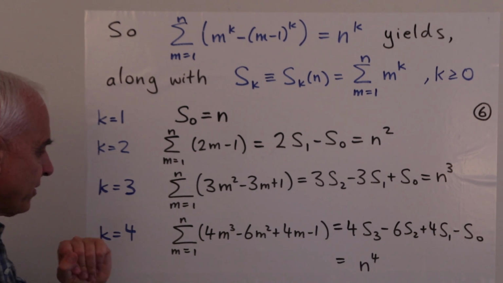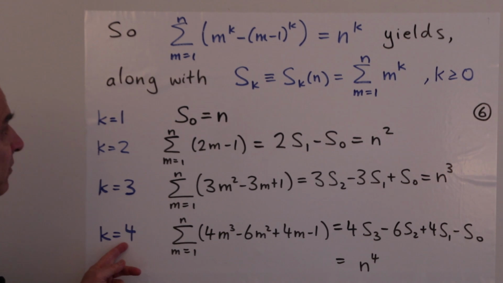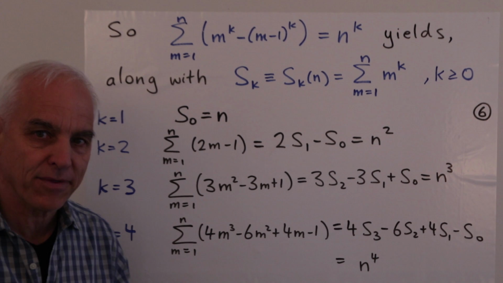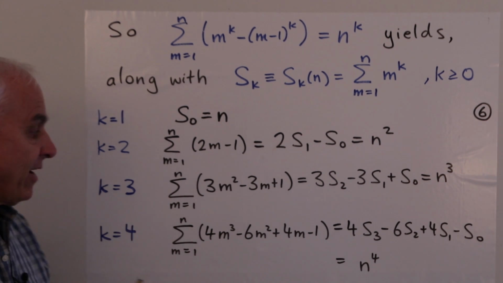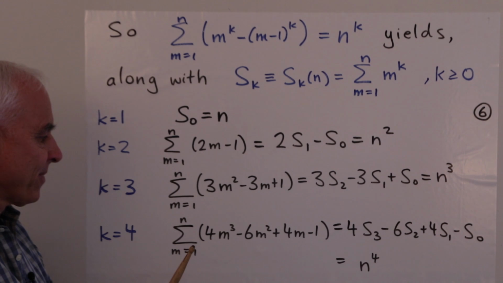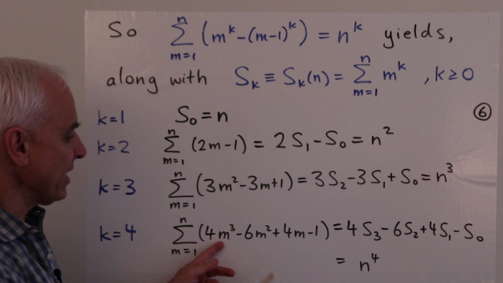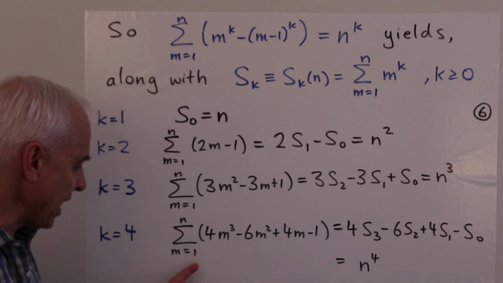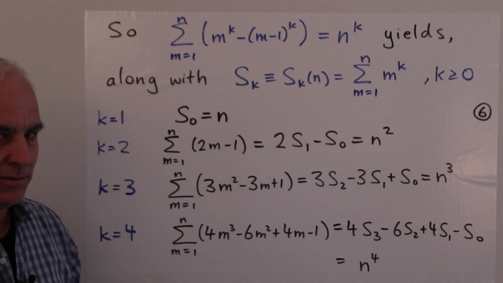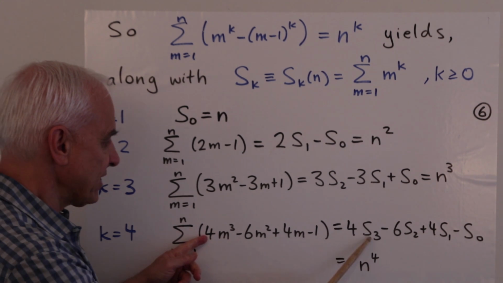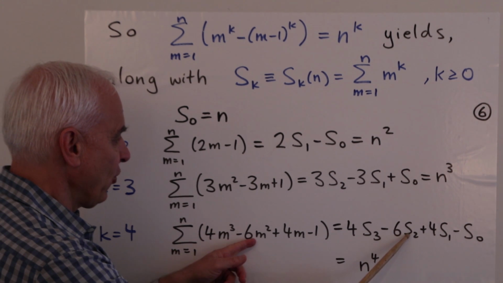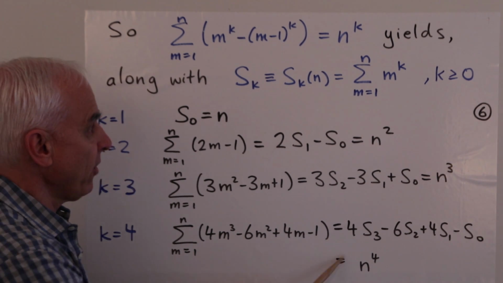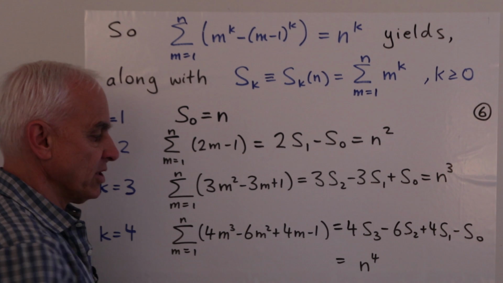And let's do one more to get the hang of it. So when k is equal to 4, we're talking about m to the 4th minus (m minus 1) to the 4th. So that difference is, again, by the binomial theorem, 4m cubed minus 6m squared plus 4m minus 1. And we're summing that from m equals 1 to n. We get 4 times s3 minus 6 times s2 plus 4 times s1 minus s0 equals what's on the right-hand side, which is n to the 4th.